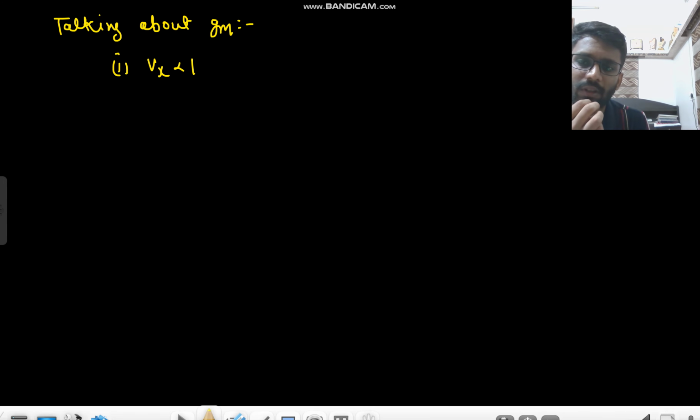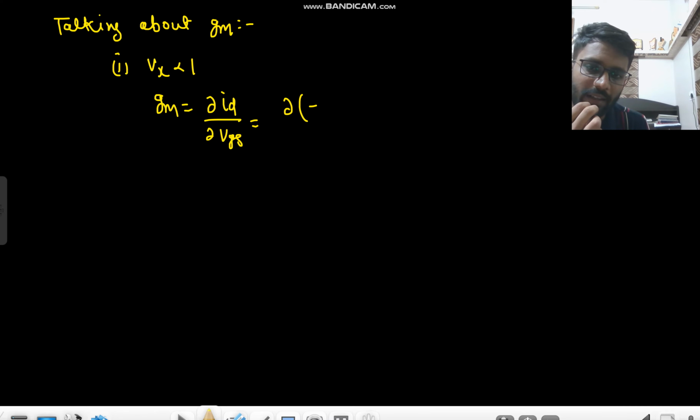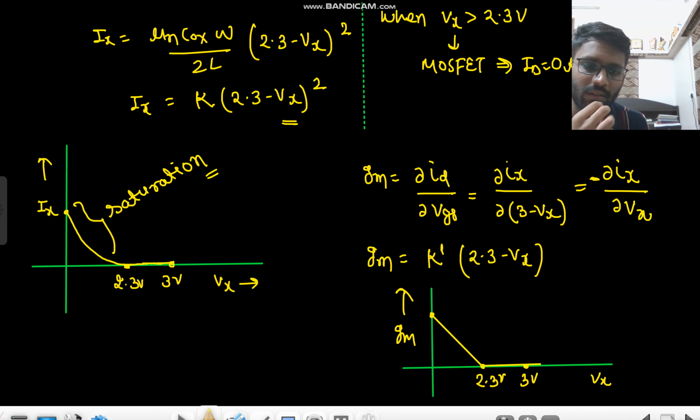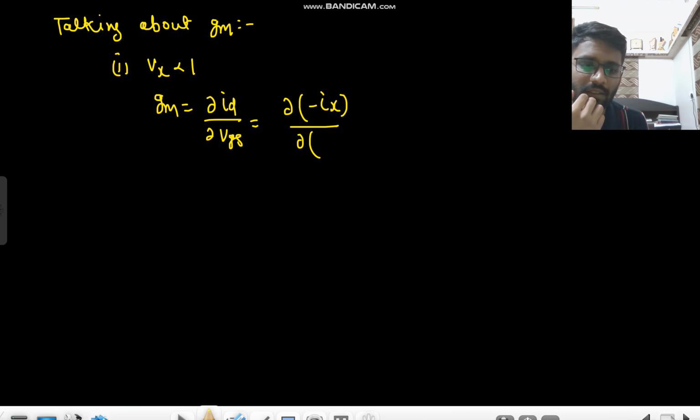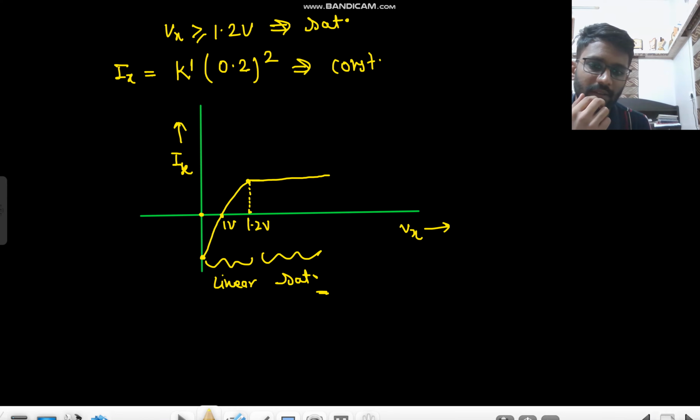So our gm is del ID upon del VGS. What is your ID? ID is minus Ix. What is VGS? VGS is 1.9 minus Vx. So it would be del Ix upon del Vx. Okay, so simply the slope. What will be the slope? A straight line. Okay.